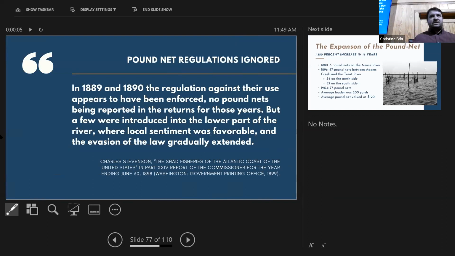So Craven County didn't quite care for the pound nets there, and they passed laws against them. And we got this quote here that talks about it. In 1889 and 1890, the regulation against their use appears to have been enforced, no pound nets being reported in the returns for those years, but a few were introduced in the lower part of the river, closer to the mouth, where local sentiment was favorable and evasion of the law gradually extended. So what was going on here was Craven County was enforcing their pound net laws, and their fishermen were abstaining from using them by 1889.